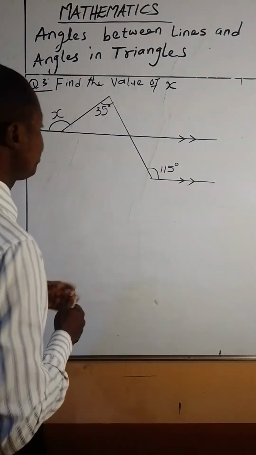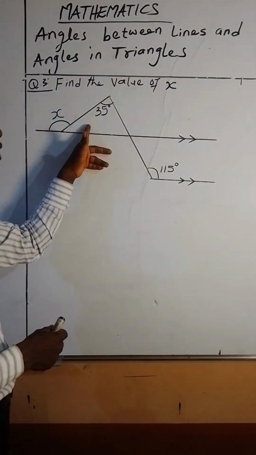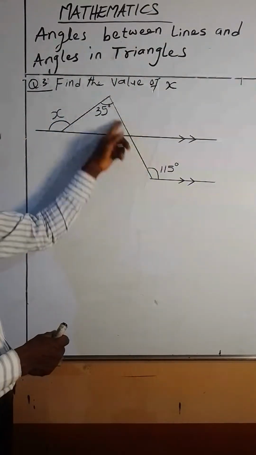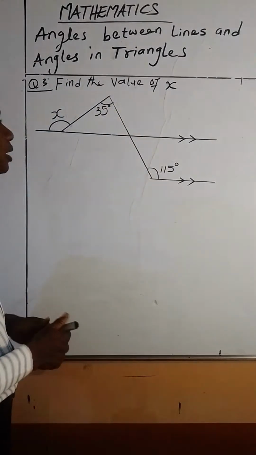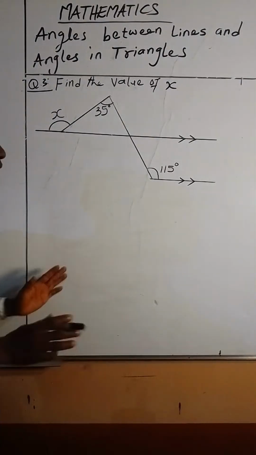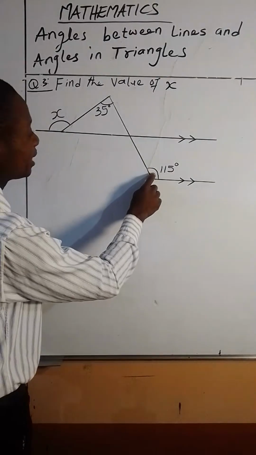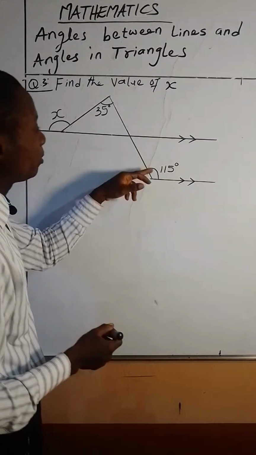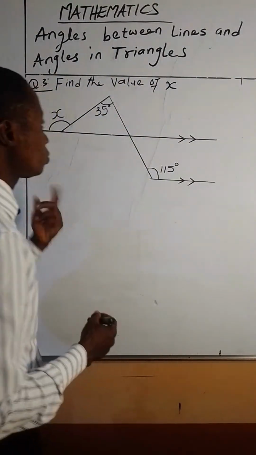All right. Now, we have principles for solving angles between lines. These 2 lines are parallel. Any line that is crossing 2 parallel lines is called a transversal. So this line is transversing. What we are simply going to do is extend this line backward. Or simply put, instead of extending it, we can look at certain properties of angles between lines and how to solve them.